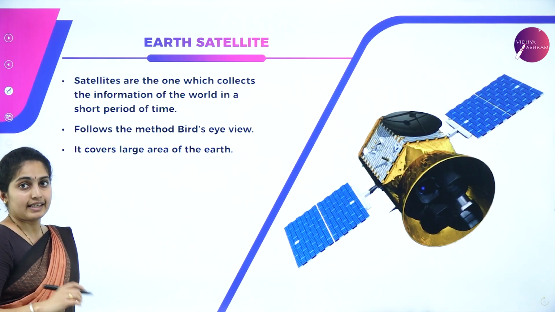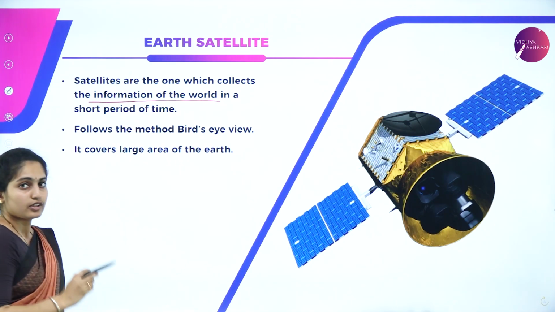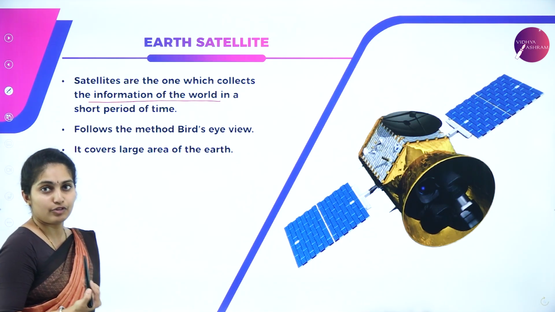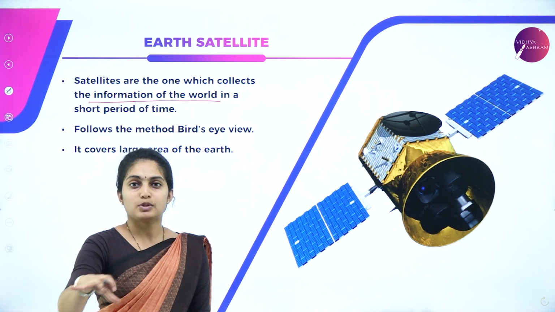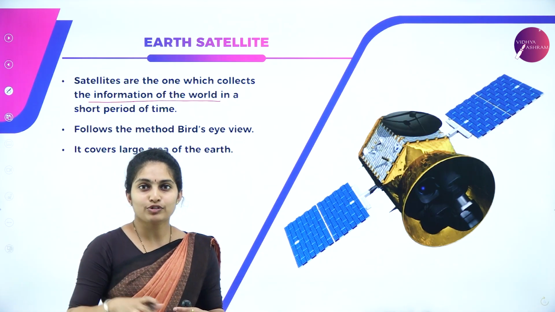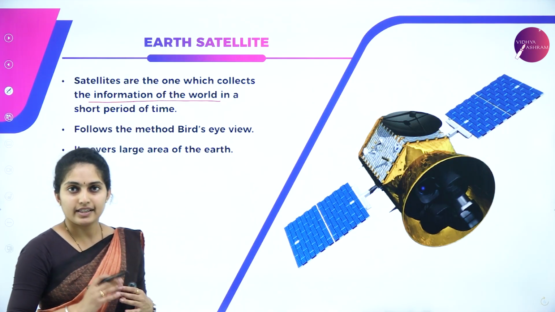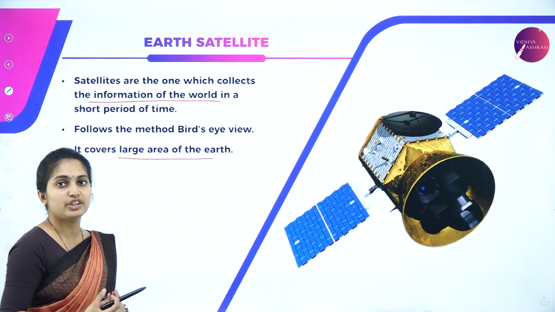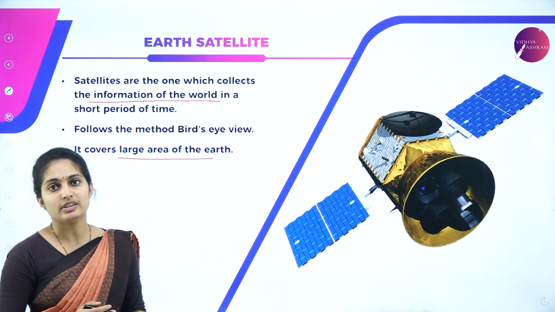Next, we are going to Earth satellites. So what are the types of satellites? The satellites are the ones which collect the information of the world for a short interval of time. You can see that it follows the bird's eye view. That means the satellites are situated at the top of the earth, so they can capture all the information of the world. As a bird can see many places at a time, it can capture most of the information from the earth at a time. So it covers a large area of the earth. That is actually the use. It stores the information of what's happening on the earth, so information storage is happening with respect to satellites.